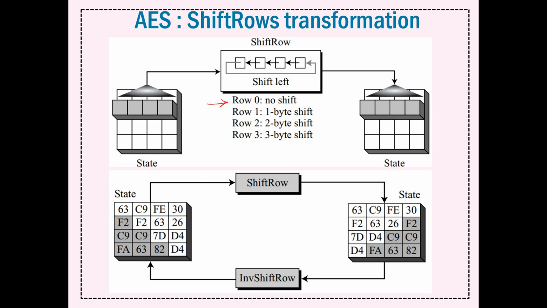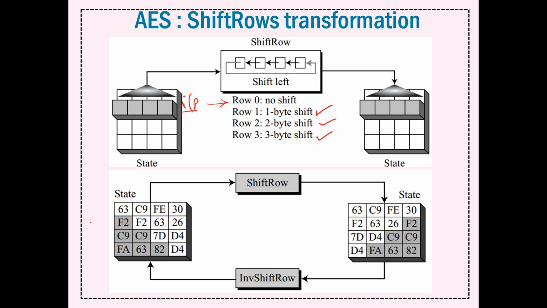The row 0 will remain unchanged. Row 0 of the initial input will remain unchanged. Row 1 will have 1 byte of shift. Row 2 will have 2 bytes of shift. And row 3 will have 3 bytes of shift. Which means something like this.